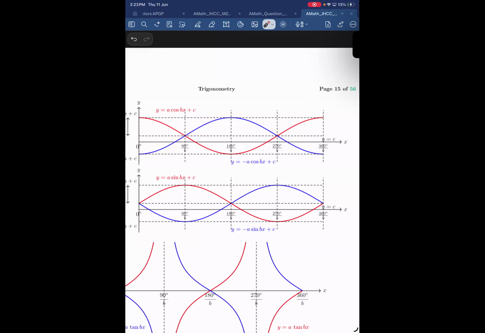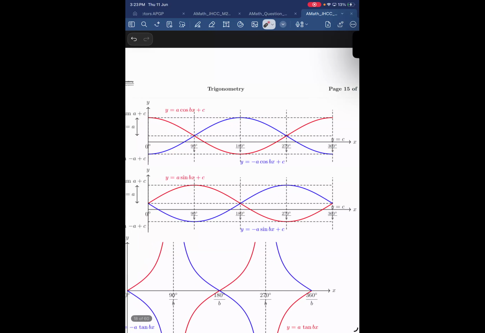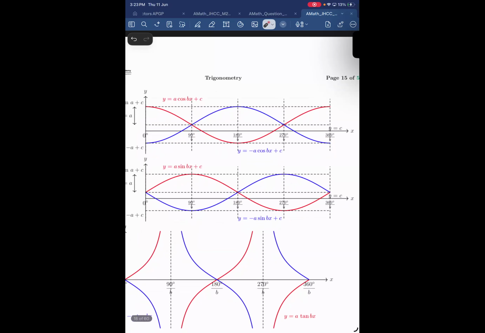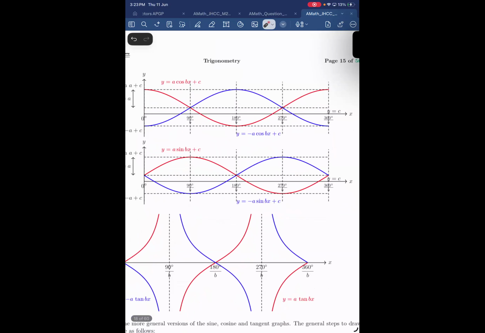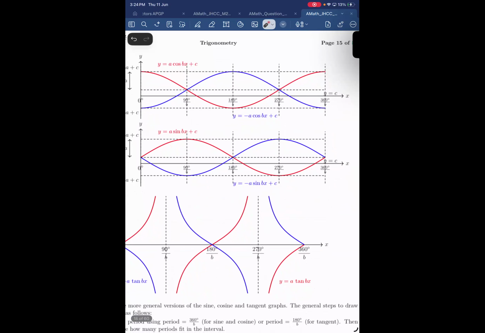For sine, it's basically the same thing. The amplitude is the number in front of the function. The period is 360 degrees divided by b, and c allows you to determine whether it shifts up or down. If there's a minus sign, then it gets flipped. For tangent, the only thing I will really say is that the period, instead of 360 degrees divided by b, is 180 degrees divided by b.